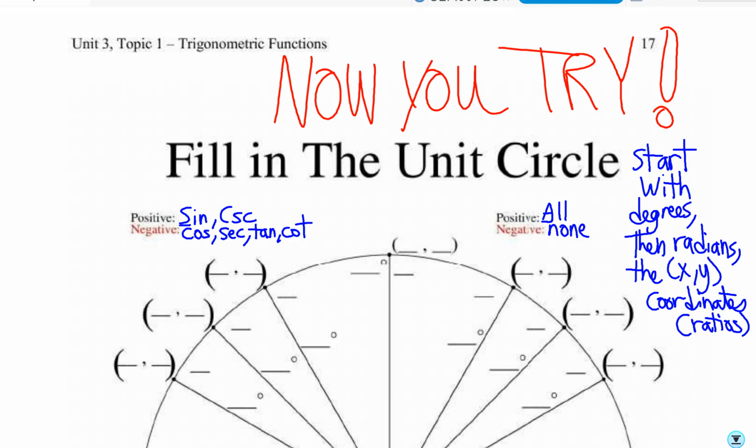So hit pause, and you can also see here where it says positive and negative. I started labeling what we learned on Thursday, which is all students take calculus, which talks about what angles or what ratios are positive and negative in each of the quadrants. And so you might also want to include that in your unit circle here when you're labeling all your XY points and all of your angles, both in radians and degrees. So please hit pause, fill in your unit circle, compare it to page 16.